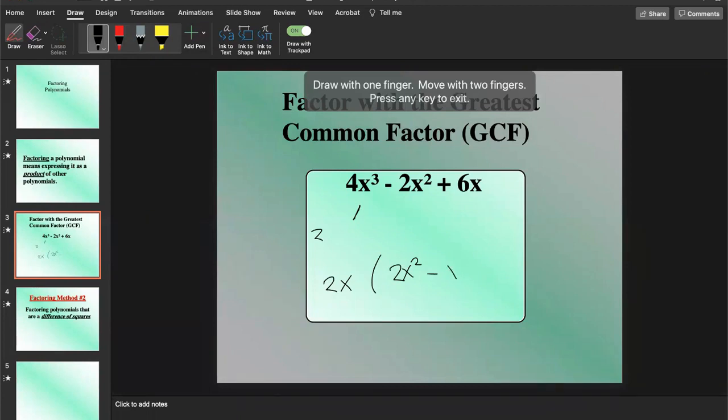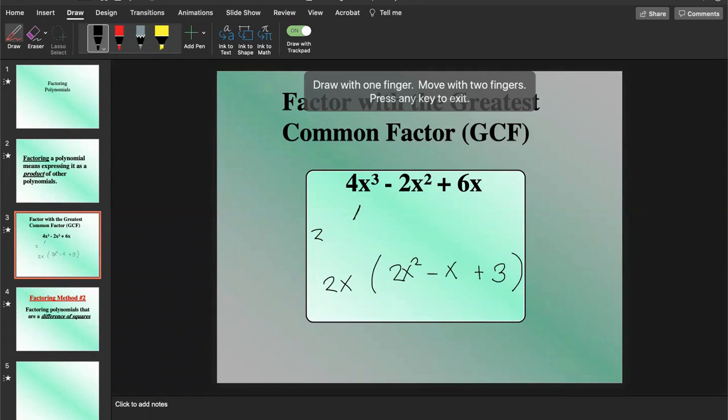And then essentially it's going to be a minus x, right? Because we have 2x times a negative x. That's going to be minus 2x squared. And that's going to give us our middle term. And then finally, our final step, we can do a plus 3. This plus 3 times 2x is going to be 6x. And essentially what we've done here, right, we've taken this complex, 3-term polynomial, and we've simplified it by taking out this 2x, which is the greatest common factor.